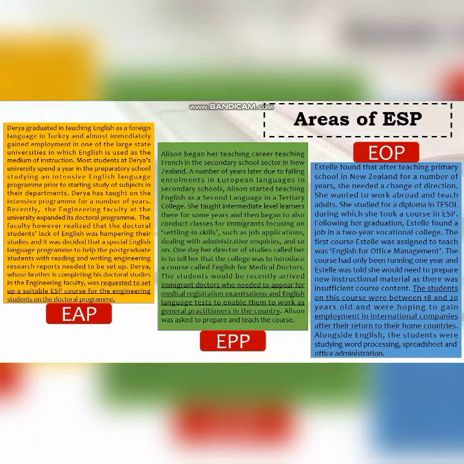Recently, the engineering faculty at the university expanded its doctoral program. The faculty, however, realized that the doctoral students' lack of English was hampering their studies, and it was decided that a special English language program to help the postgraduate students with reading and writing engineering research reports needed to be set up. Daria, whose brother is completing his doctoral studies in the engineering faculty, was requested to set up a suitable ESP course for the engineering students on the doctoral program.